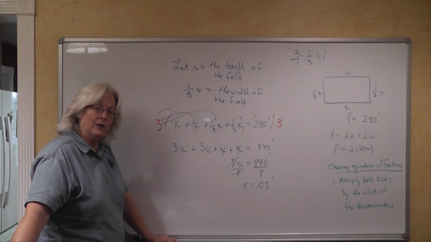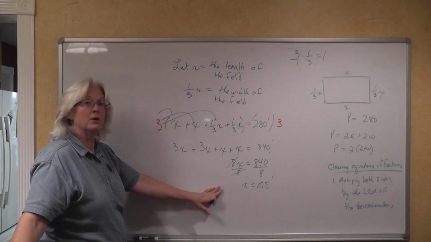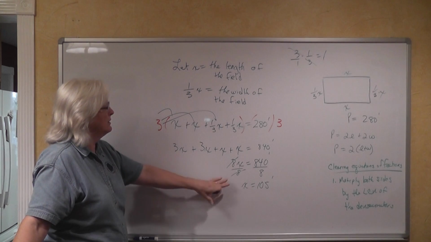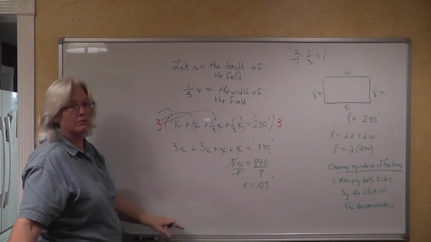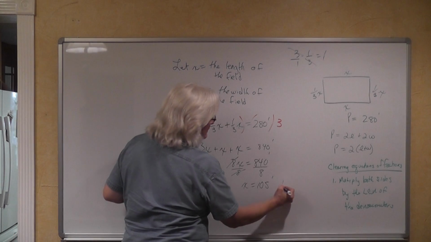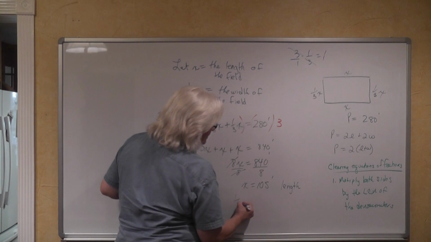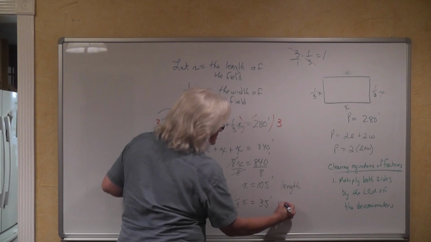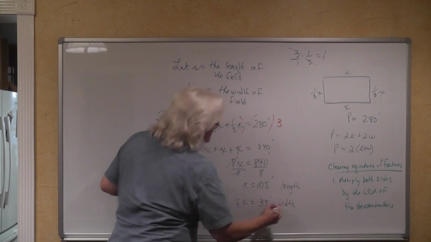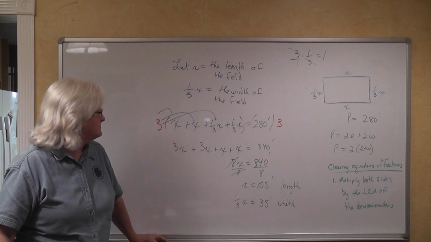Now, is my problem finished? No. My problem is not finished because it has asked me to find the length and width of the field. 105 feet is the length of the field, but what is the width? Well, the width of the field is 1/3 times x, which is 35 feet. So we have now found the length and width of the field.